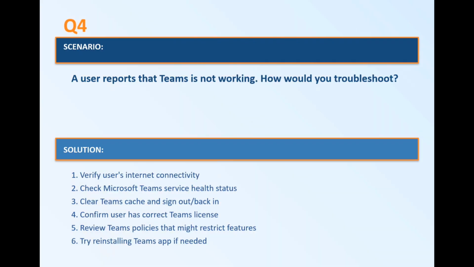Scenario 4. A user reports that Teams is not working. How do you troubleshoot? Verify internet connectivity and Microsoft Teams Service Health. Clear the Teams cache, sign out and try to sign in again, and ensure that the user has the correct Teams license. Also check whether Teams policies restrict the required feature.